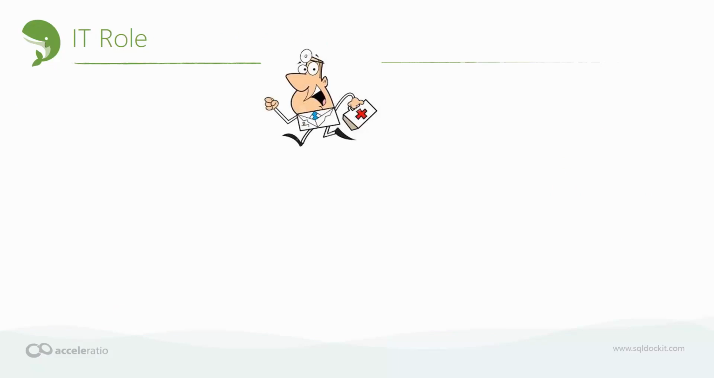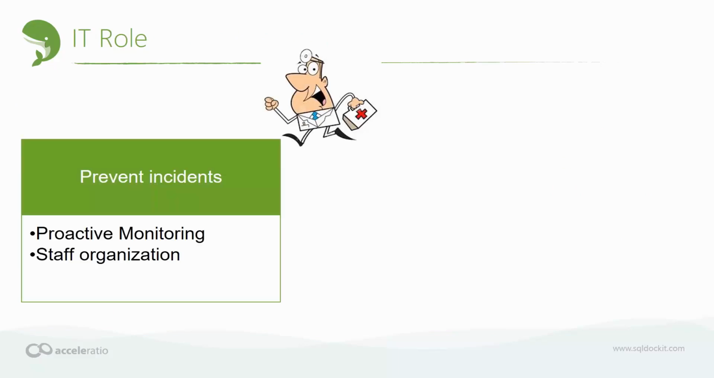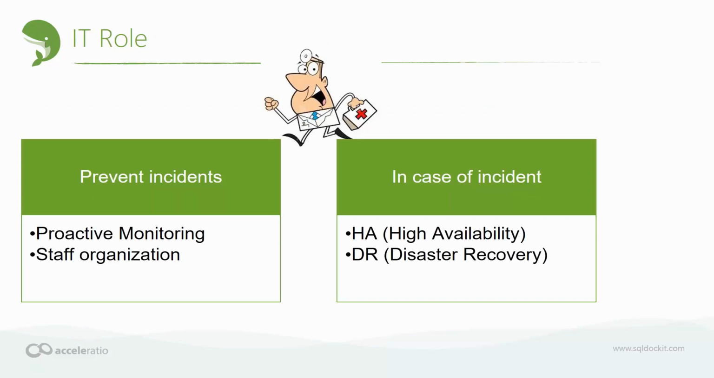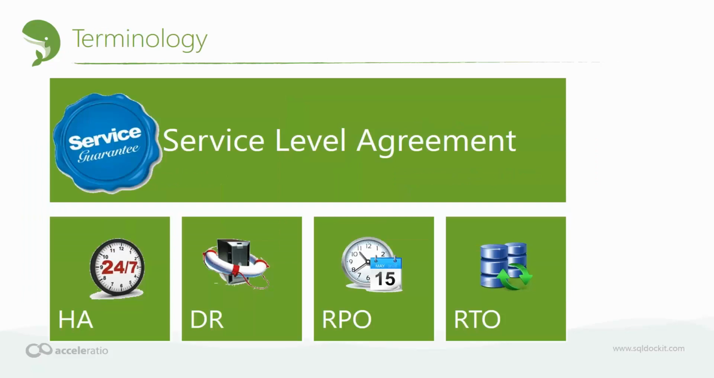When it comes to business continuity, the IT role is the following. First, IT must prevent incidents by providing proactive monitoring, and you need, of course, good monitoring tools. There are many things you can do, such as checking the database consistency. There are many utilities to do that. But also in terms of staff organization, you need a good, well-trained staff, and the staff needs to be ready when an incident happens. Sometimes incidents happen, and when they do, you need to be happy to have a good architecture that provides both HA, high availability, and DR, disaster recovery. Of course, we will explain these concepts.